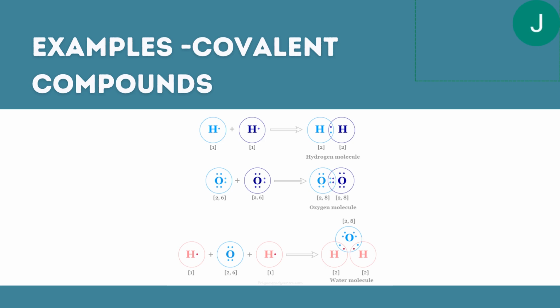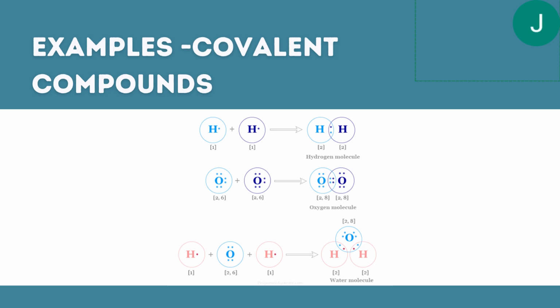Covalent compounds are formed when two or more nonmetal atoms share electrons. Hydrogen gas, noted as H2, is a common example of a covalent compound, as the two hydrogen atoms share a pair of electrons to form a stable molecule. In the case of oxygen, two oxygen atoms share 2 pairs of electrons, forming a stable molecule.